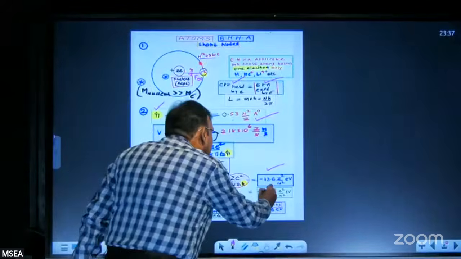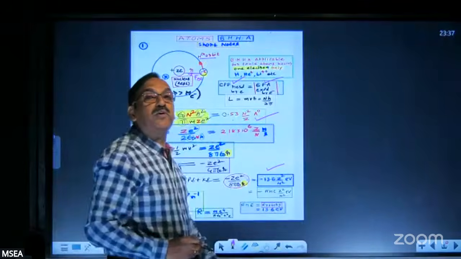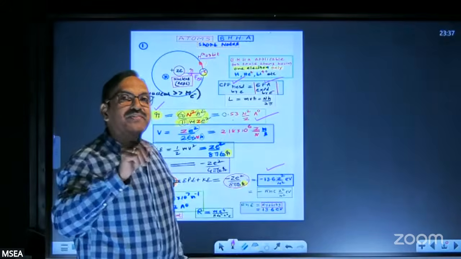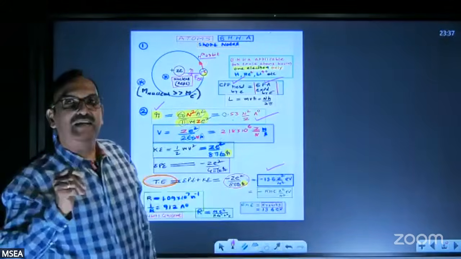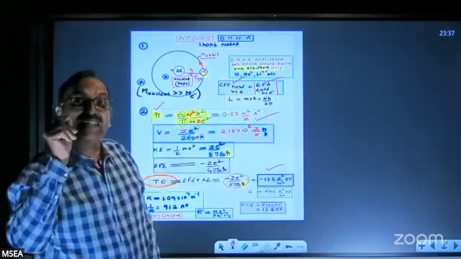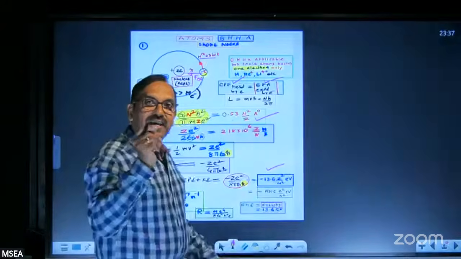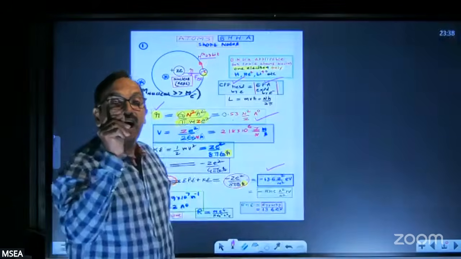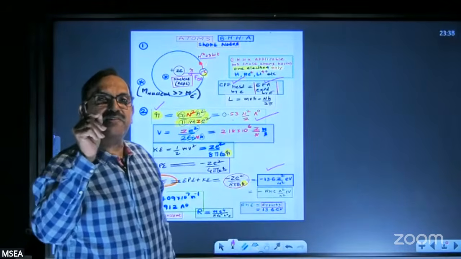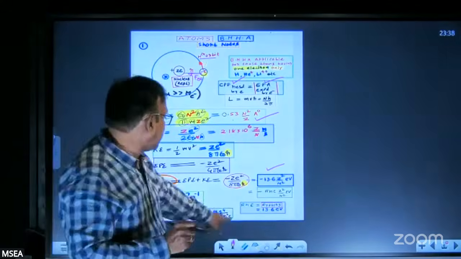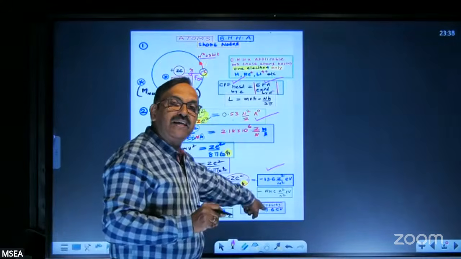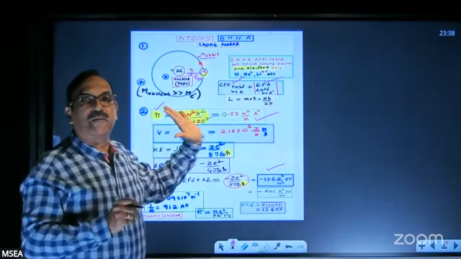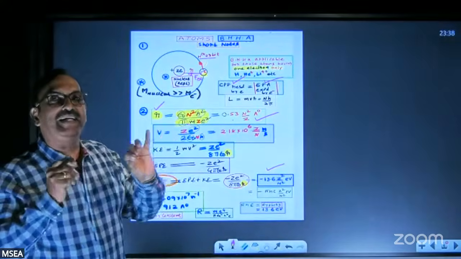This 13.6 eV is known as Rydberg. Rydberg constant is different, Rydberg is different. 13.6 eV is known as Rydberg. One of the NCERT wordings is that Rydberg is the product RHC. R means Rydberg constant, H is the Planck's constant, C is the velocity of light. When you multiply RHC, you will be getting the Rydberg, nothing but 13.6 eV. So you need to practice this particular page too many times.